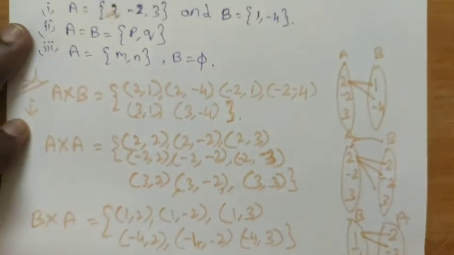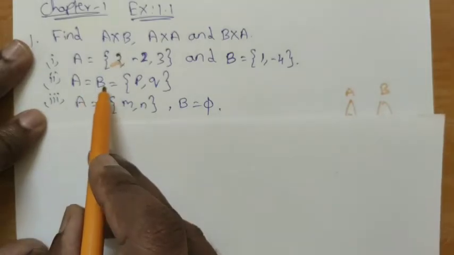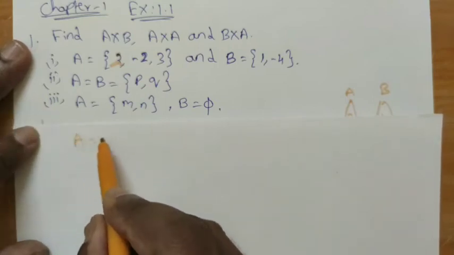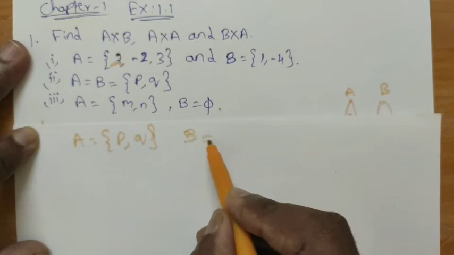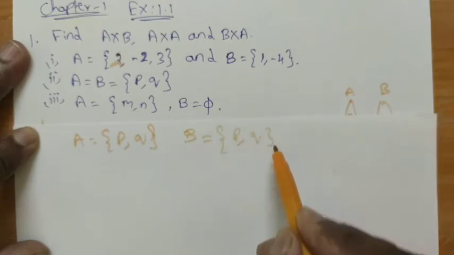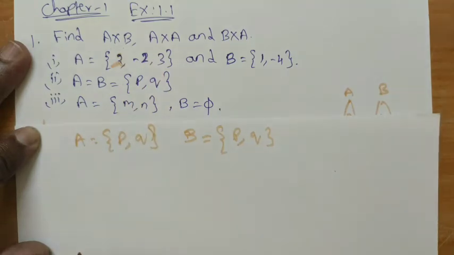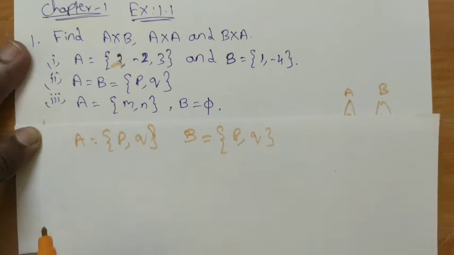Next we see the second Roman number: A is equal to B, right? Both the sets A and B are the same. Let me take A as P comma Q, and the B set is also P comma Q. Now we have to find out A into B, B into A and A into A. By the condition we know that A into B is equal to B into A, since both sets A and B are equal, right?